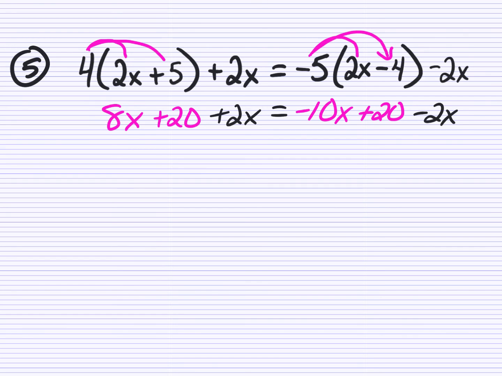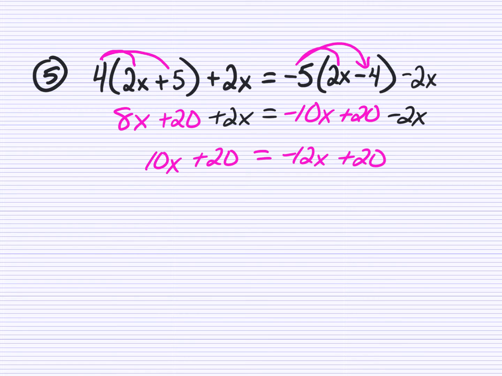All right, on the left-hand side, I see positive 8x and positive 2x on the same side. So I have like terms on the same side. We don't need an upside down t when they're on the same side. So 8x plus 2x gives me 10x. And then I'm going to bring down my plus 20 because I didn't do anything with it. On the right-hand side, I see negative 10x and negative 2x. Again, those are like terms on the same side, so we don't need an upside down t. Negative 10x and negative 2x gives me negative 12x. And I'm going to bring down that plus 20 because, again, there's nothing happening with it.